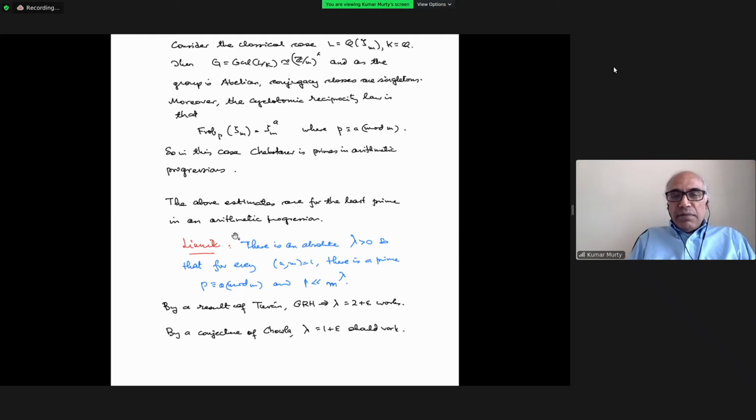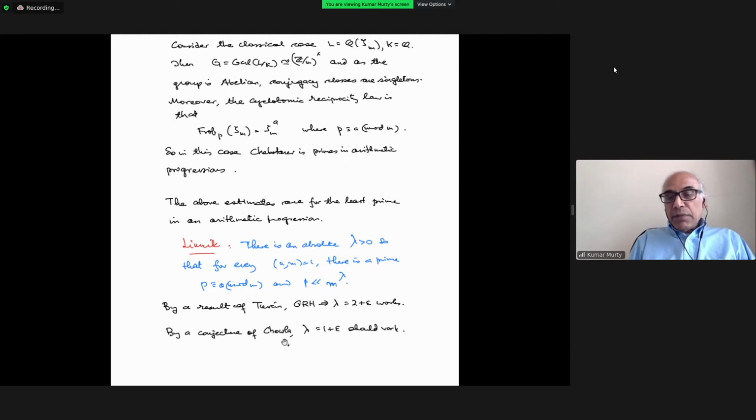And as you know, there's a beautiful theorem of Linnik that says that you only need to go up to a fixed power of the modulus. So if I'm looking for a prime in the arithmetic progression A mod M, I only need to go up to M to some fixed power lambda. And we know a lot about this lambda. For example, Turán observed that if you assume the Riemann hypothesis, anything bigger than 2 will work. So by M squared, you will have gotten all the primes, all the residue classes filled.